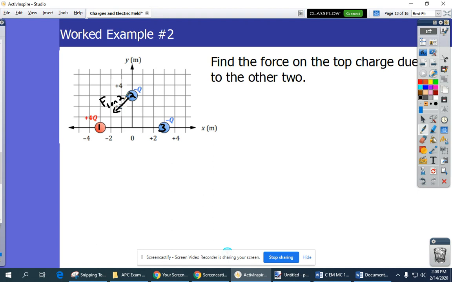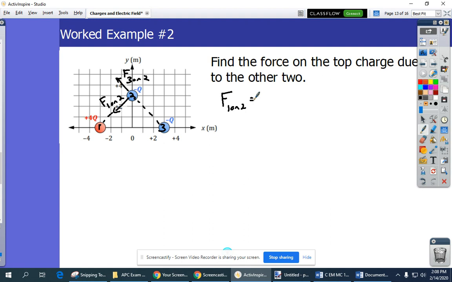Well, 2 and 3 are going to repel, so this one's going to be pushed this way with a force F 3 on 2. And I want to quickly note that these two forces are going to be at perfect right angles to each other because of the nature of our scenario, which actually helps us quite a lot. So yeah, so let's see if we can figure this out. So F1 on 2, right?